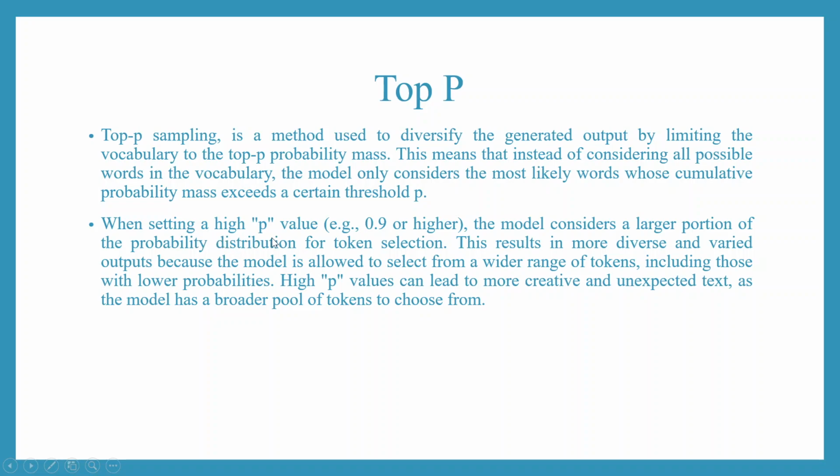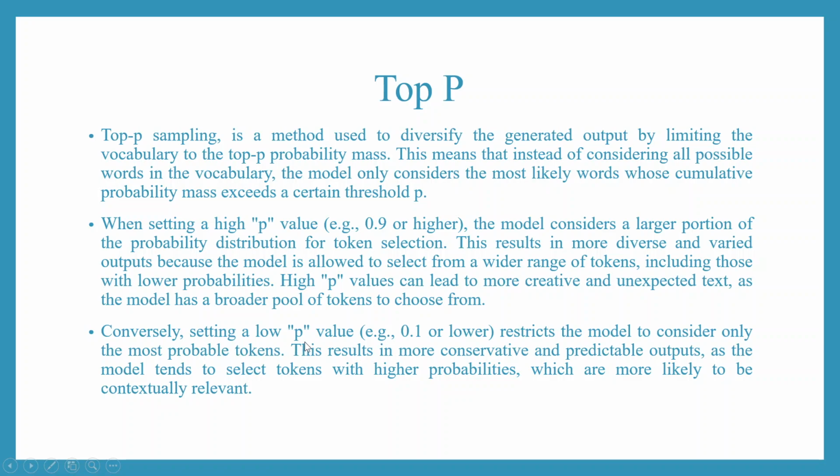When setting a high p-value, for example 0.9 or higher, the model considers a larger portion of the probability distribution for token selection. This results in more diverse and varied outputs because the model is allowed to select from a wider range of tokens, including those with lower probabilities. High p-values can lead to more creative and unexpected text as the model has a broader pool of tokens to choose from.